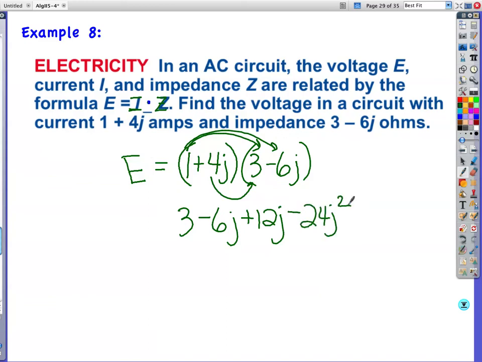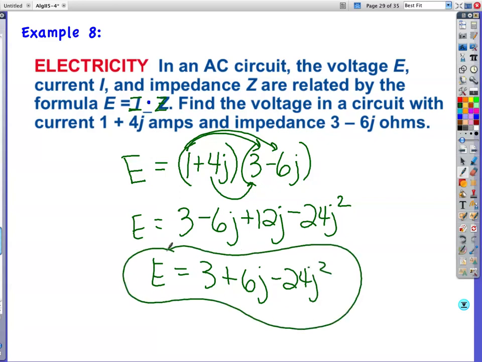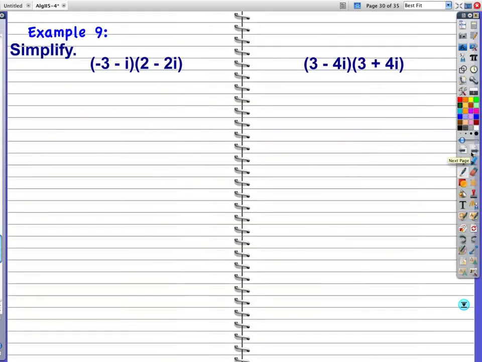I bet that's supposed to be an i or something in there, as in imaginary number, because we're just going to keep working it through. All right, E equals 3 plus 6j minus 24j squared, and I think this problem has some problems in it, but we're going to leave it right there and move on. Should have double checked that.